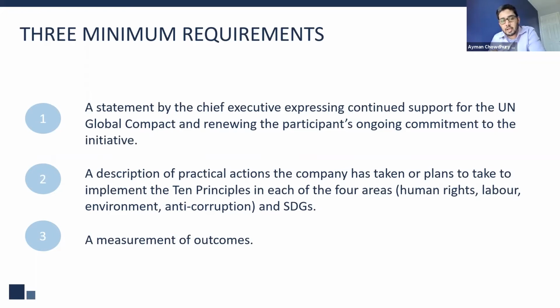And then the second requirement is that your organization must also explain or mention all the different practical actions the organization is taking on the 10 principles, which are organized around the 4 thematic areas of human rights, anti-corruption, labor, and environment. And also there is another section that has been added after 2015, where your organization is also required to make a commitment or communicate how your organization is prioritizing the different SDGs and what the action items have been around those SDGs.